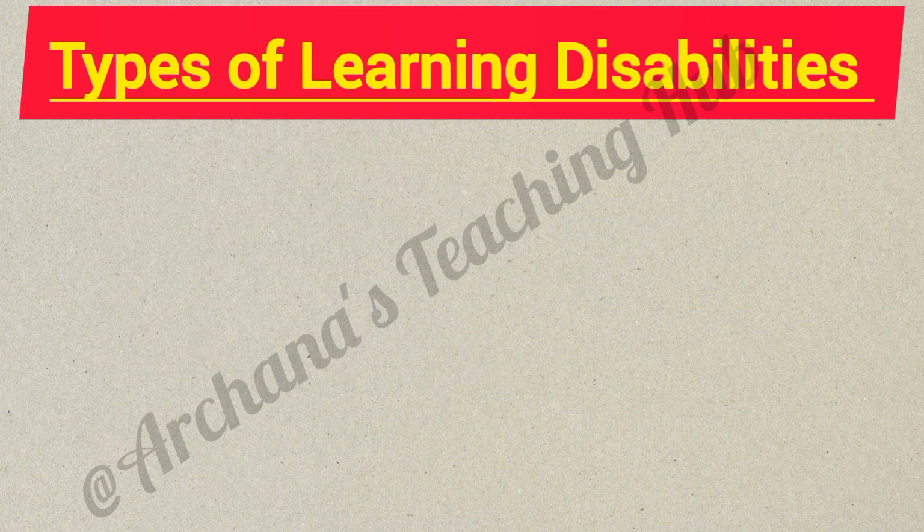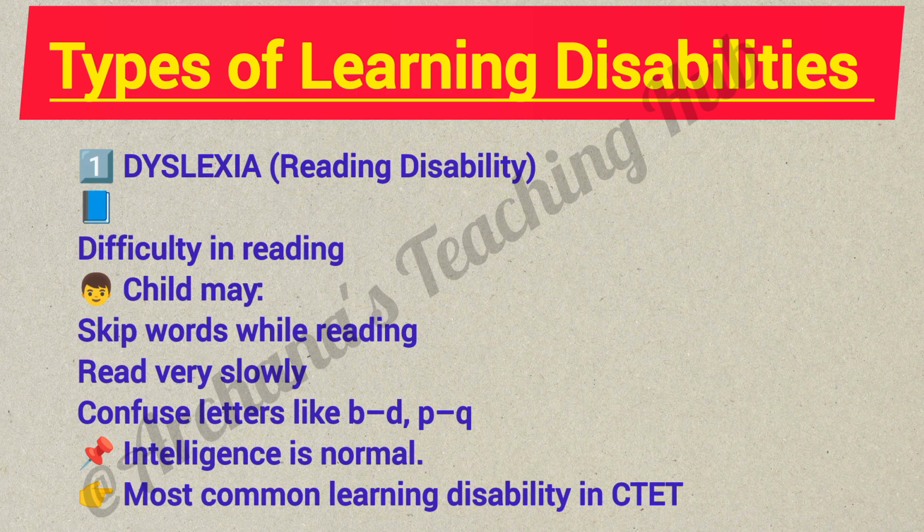Types of learning disability. CTET mostly asks from these. One, dyslexia, which means a reading disability. Difficulty in reading. The child may skip words while reading, read very slowly, and confuse letters like b with d and p with q. Intelligence is normal. Most common learning disability asked in CTET.